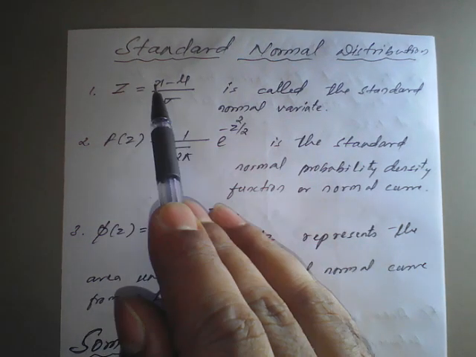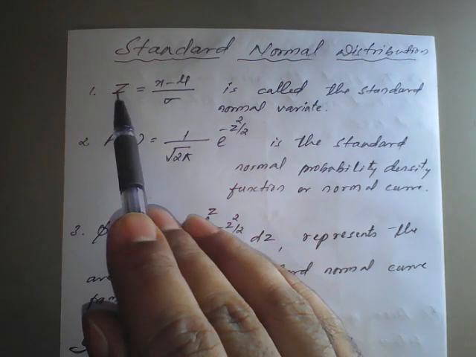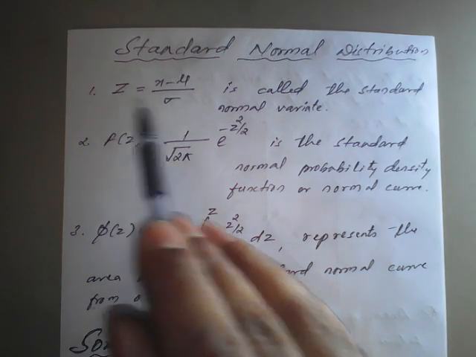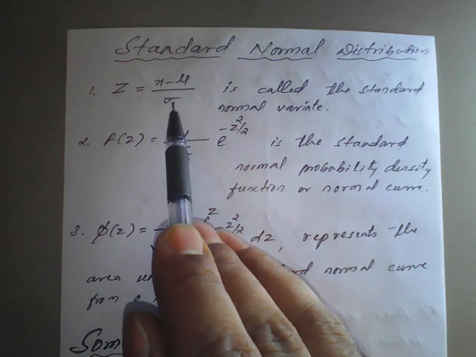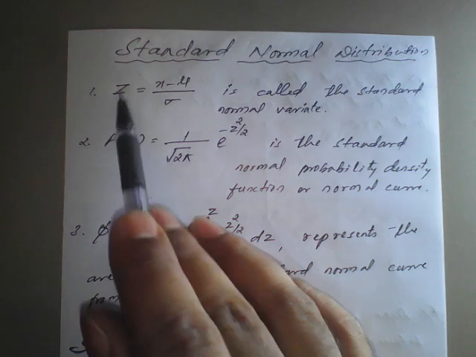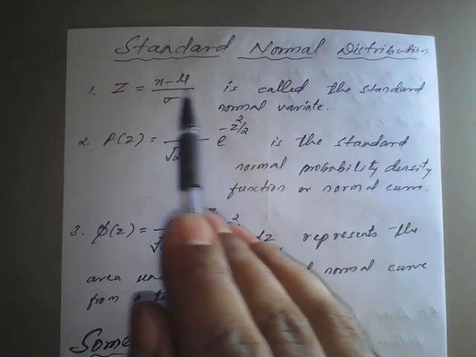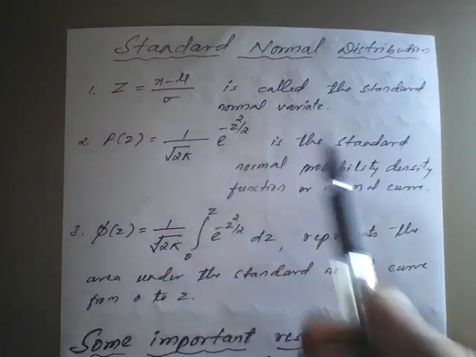So the given x value, to convert in terms of the normal variate, we are going to use this formula. After replacing the value of x, mu and standard deviation, we will get the value of z, which is most useful in the examples in the normal distribution.